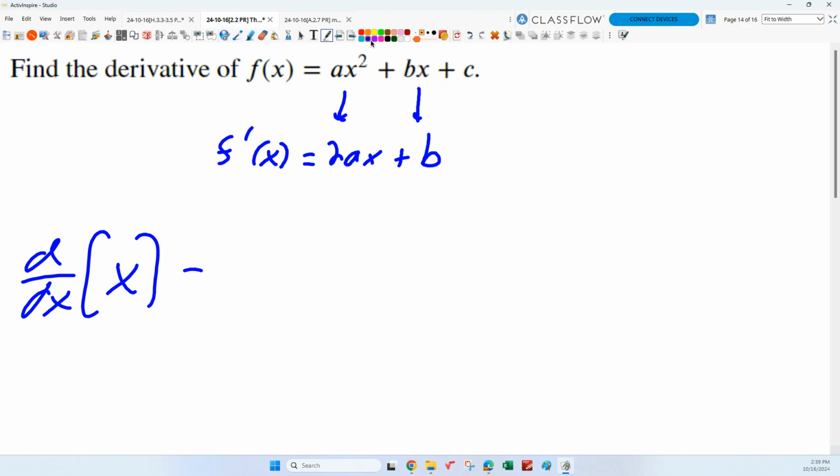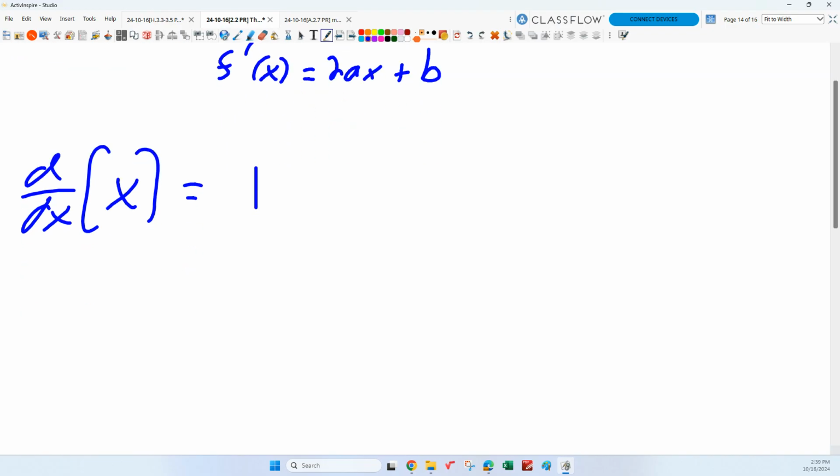x of x is what always? 1. Okay? And this is kind of tricky. I mean, you can always just say, okay, another way to rewrite that would be the derivative with respect to x of x. Well, what do you think dx over dx simplifies to? Simplifies to 1.